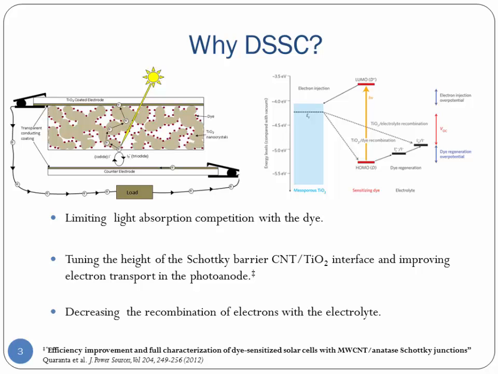Last but not least, carbon nanotubes have a catalytic effect on the recombination of the electrons in the titanium dioxide conduction band with the electrolyte, which is the reduction of triiodide to iodide. So if we get rid of the metallic tubes, we can reduce this catalytic effect.